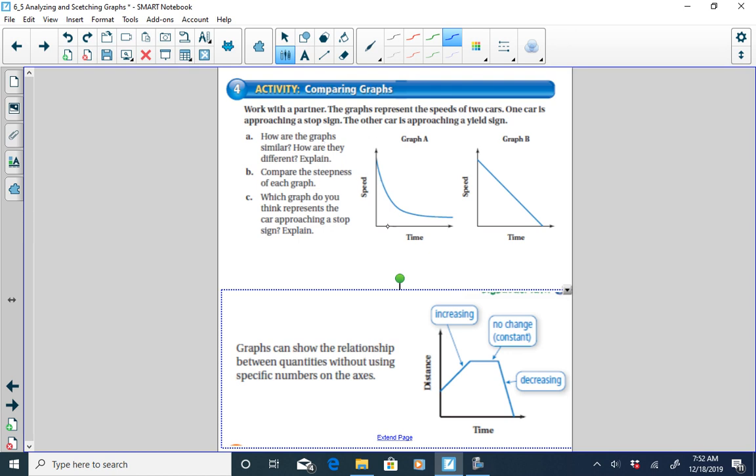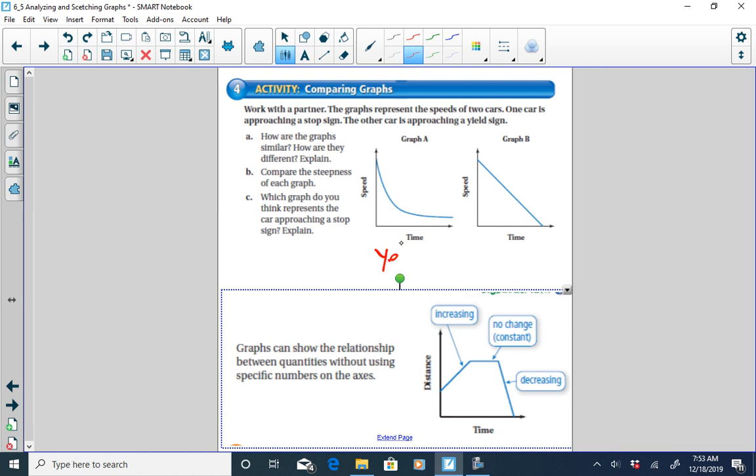So if you're looking at these two graphs here, how are the graphs similar? How are they different? And explain. Well, they're similar because they start at the same speed, right? So both cars are starting at the same speed. But then one car gradually slows down, right? We quickly slow down, but we don't come to a complete stop, because notice that your speed is not 0, right? If the blue line touches your horizontal axis, then your speed is 0. But your speed's never 0. So this would have to be the example of the yield, right?